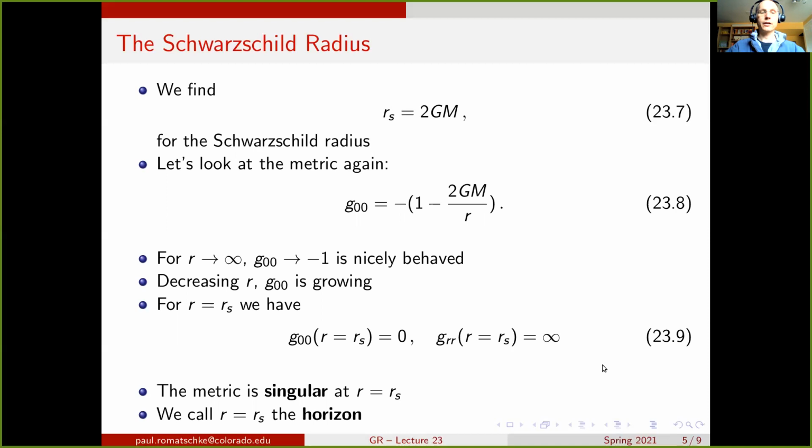We call this point r equal Rs the horizon, and that term will only make sense when we talk about physical objects that actually have no matter outside their Schwarzschild radius.